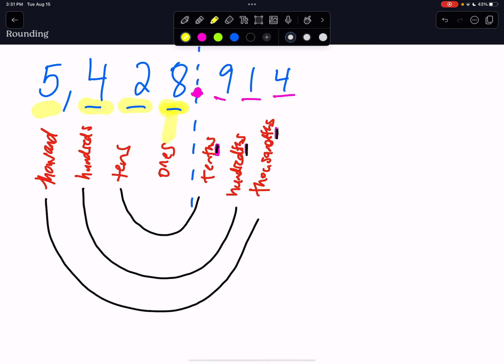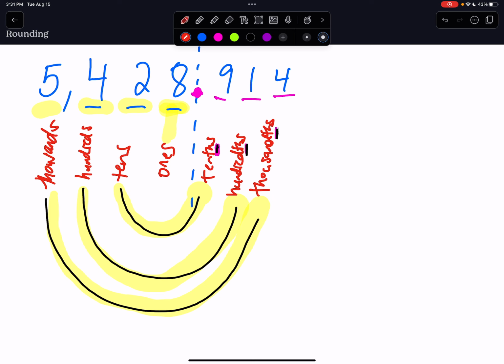The 1 sort of stands alone, but then the tens go with the tenths. But since it's to the right of the decimal place, we have a TH in the mix. The hundreds goes with the hundredths, but there's a TH to the right of the decimal point. And the thousands, they go with the thousandths. Notice how there is a TH when we are to the right of the decimal place.